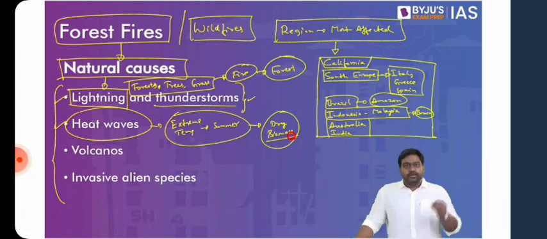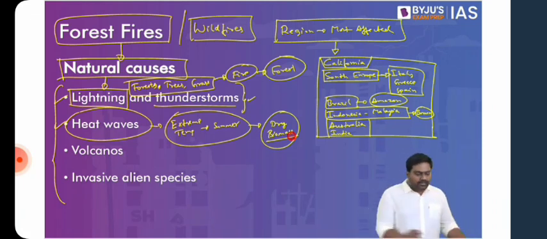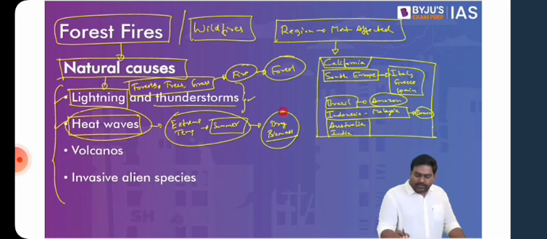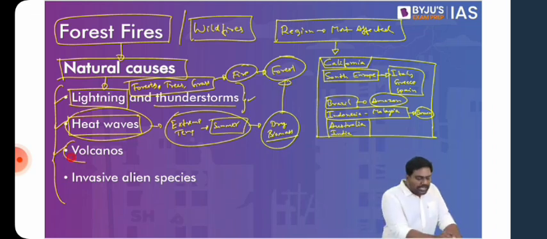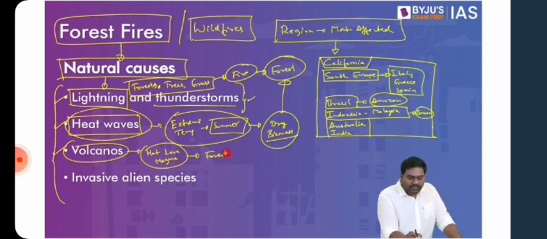Leaves would have dried up, grass would have dried out. They can easily catch fire under these extreme heat conditions if temperatures are constantly above 40 degrees, right? And if there is a heat wave, definitely the dry biomass can catch fire, which can spread and consume the entire forest. Volcanoes, which release hot lava and magma, right? They will literally burn down forests. They'll burn down the entire vegetation in their path.